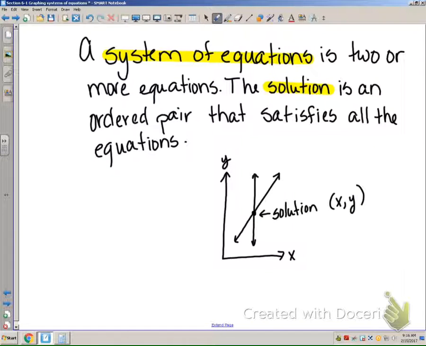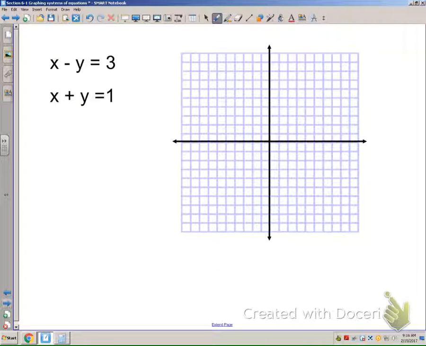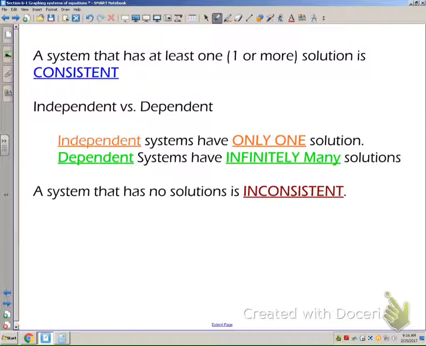Okay, so a system of equations, once again, is just two or more equations, and the solution is an ordered pair that satisfies all of the equations. The problem is sometimes we have more than one solution. Let's look at this slide here first. A system that has at least one, meaning that it could have one or more, is said to be consistent. So that first example that we just solved was consistent. Once we determine if it's consistent, then we have to decide, does it have just one or does it have more than one solution? If it has only one solution, it is independent. If it has more than one, infinitely many solutions, it would be dependent.